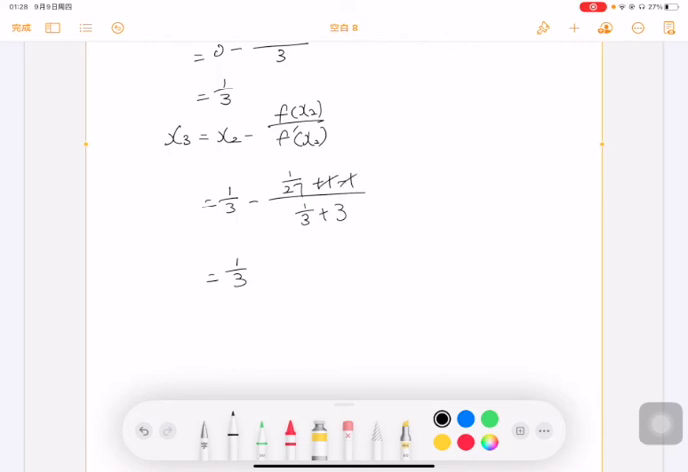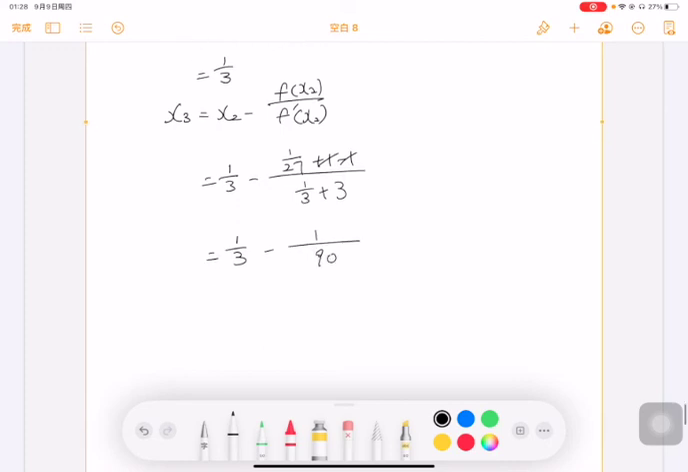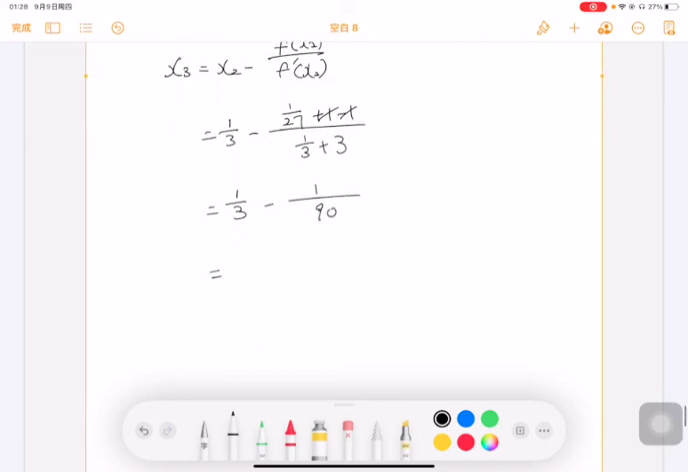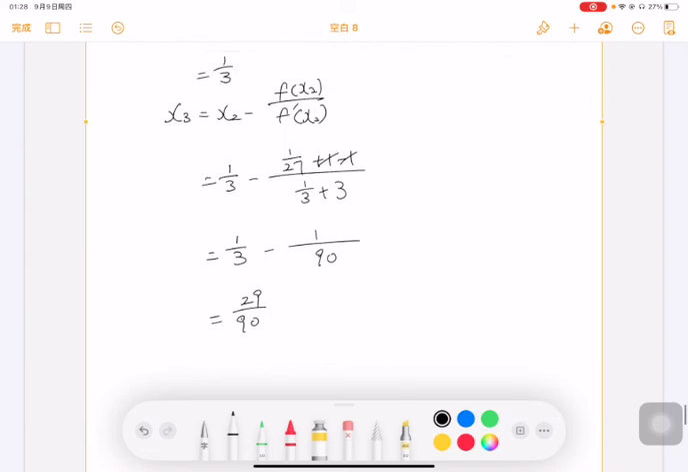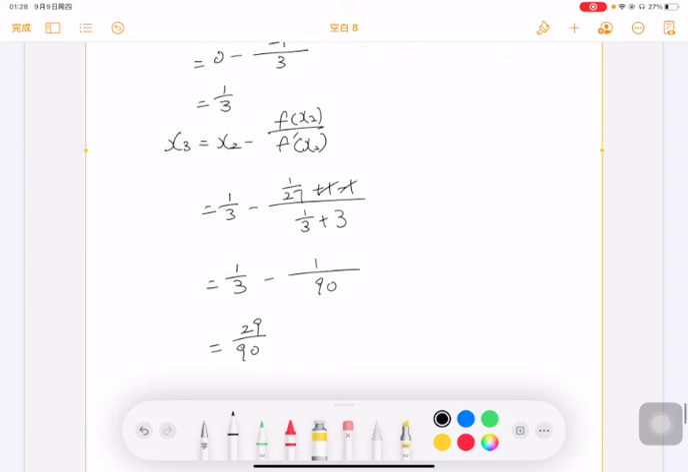To compute this, multiply everything by 27. When you multiply the denominator by 27, this is initially 10 over 3, so you get 90. And 1 over 3 is 30 over 90, so it's 29 over 90. And that's the second approximation, aside from the initial guess. Okay, so the last problem is not difficult. It's just a direct application of Newton's method formula.